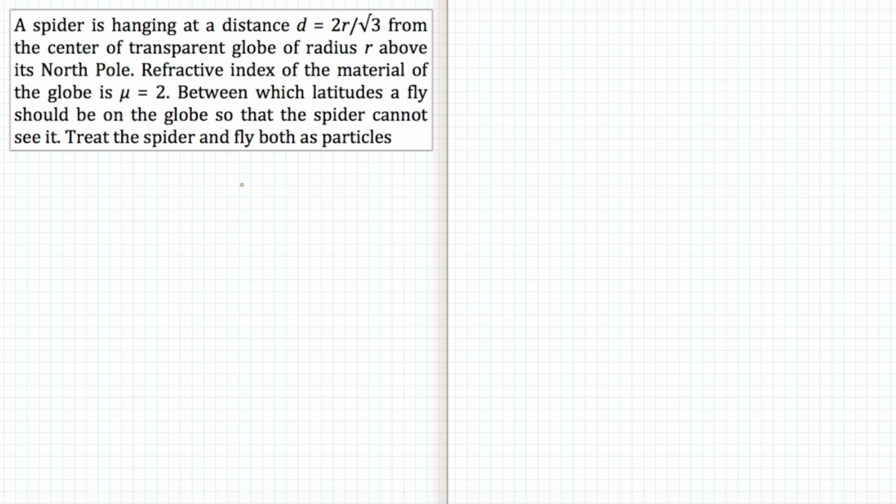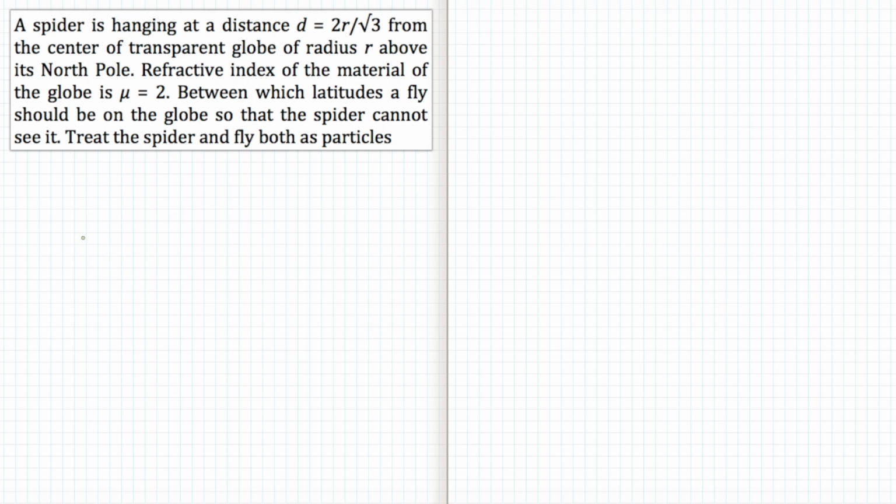So in this question, we have a spider which is hanging at a distance d = 2r/√3 from the center of a transparent globe of radius r, and it is above its north pole. The refractive index of the material of the globe is 2. Then between which latitudes should a fly be on the globe so that the spider cannot see it? Treat the spider and fly both as particles.